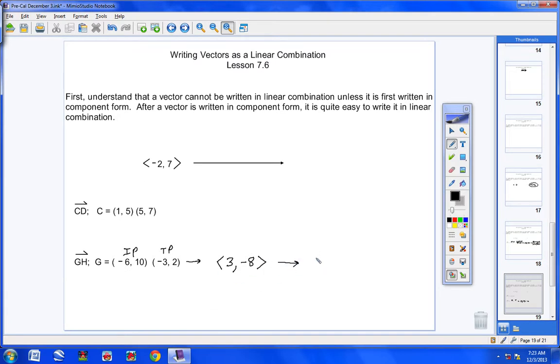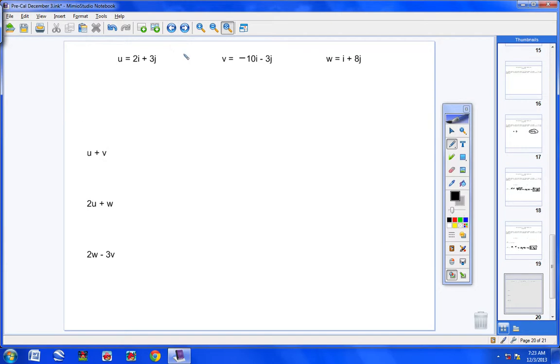Now I want you to write this vector as a linear combination, 3i minus 8j. There we go. So I took a vector, I wrote it in component form, then I wrote it as a linear combination. Now that's pretty easy. And also, doing calculations like this, oh my, it's so easy, guys.